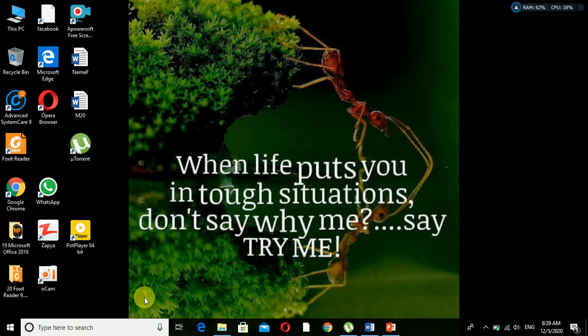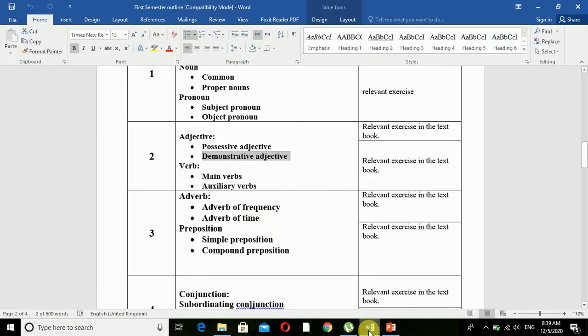In the previous lecture, we studied pronoun and noun. We have covered all these two topics. Today we'll be discussing adjective, possessive adjective, demonstrative adjective, verb, main verb, and auxiliary verbs. In this lecture we will be studying what an adjective is, what a possessive adjective is, and what a demonstrative adjective is. We will discuss these three topics inshallah in this tutorial. So let's get started.